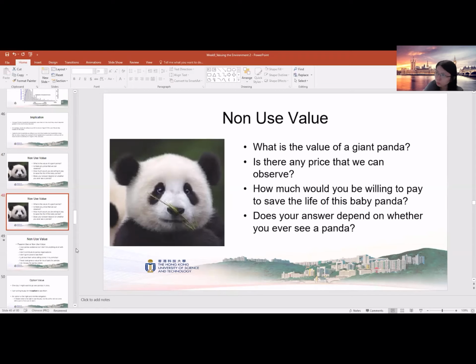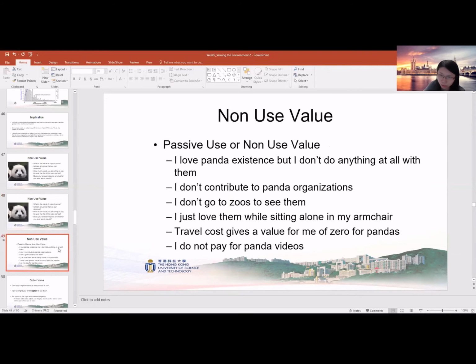But the thing is that there still exist a lot of people who have never been to the sites, who do not plan to visit the site, but who still want to have pandas around, right? You're happy to think about the idea that there are pandas somewhere else in the world. You might actually watch panda videos for some relaxation. I think a lot of people are doing this.